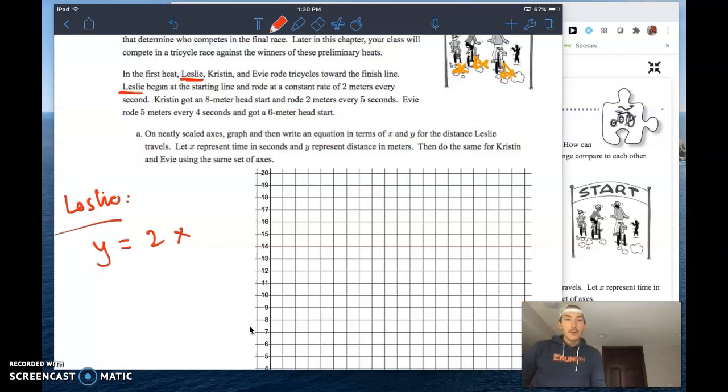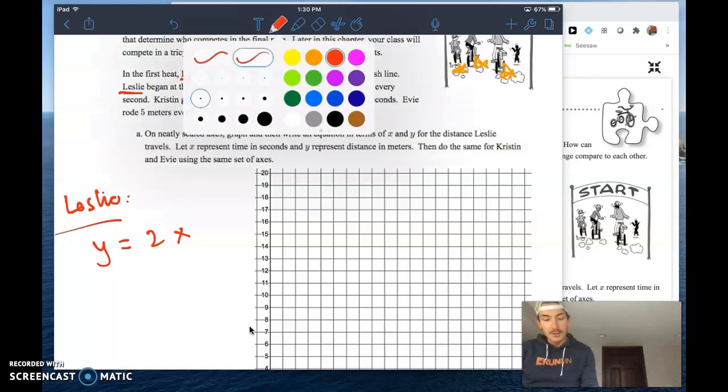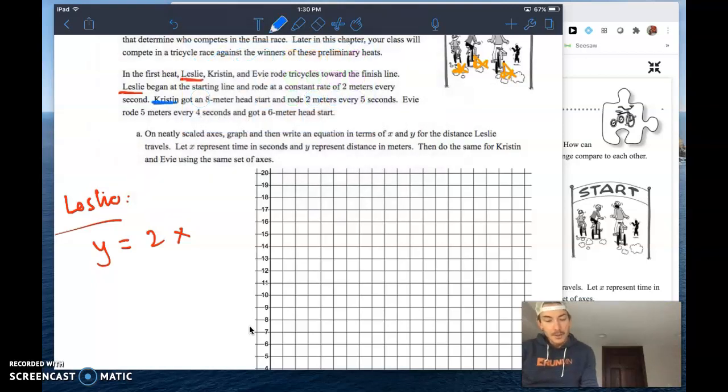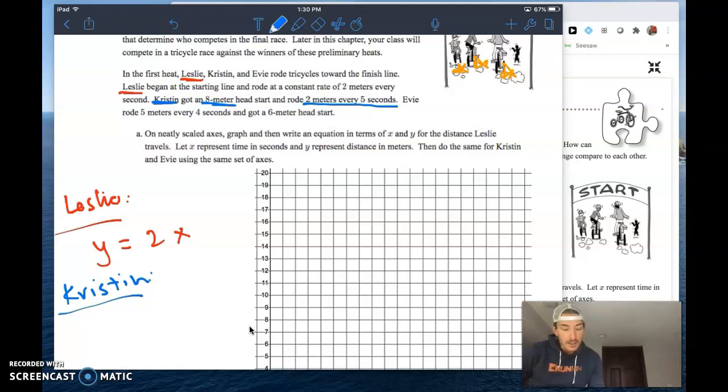All right, good. Who else do we got here? Kristen. Kristen got an 8-meter head start. Let's use blue. Blue looks good for Kristen. Got an 8-meter head start and rode 2 meters every 5 seconds. So, Kristen, why do you think she got an 8-meter head start? Do you think she's a cheater? I don't know. Not sure. We'll see, I guess. Kristen got that 8-meter head start and rode 2 meters every 5 seconds. So again, I'm just throwing those blanks in there. 8-meter head start. She started 8 meters in front of the starting line, and she rode 2 meters every 5 seconds. So there's Kristen's equation that models her situation.